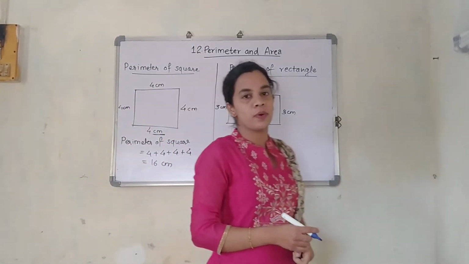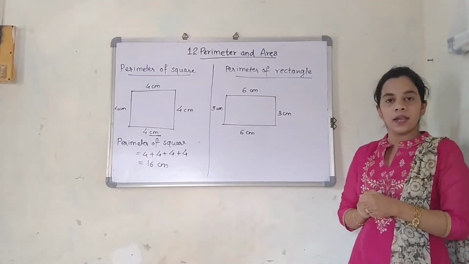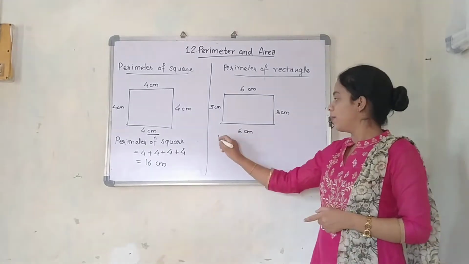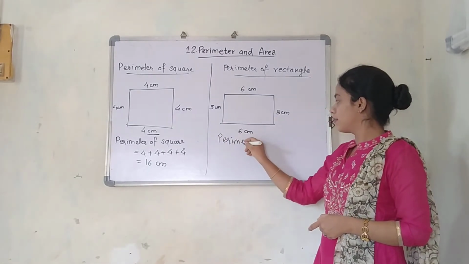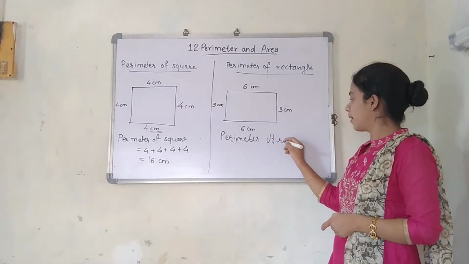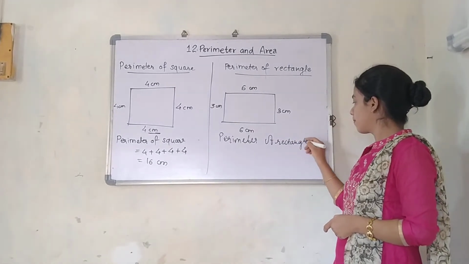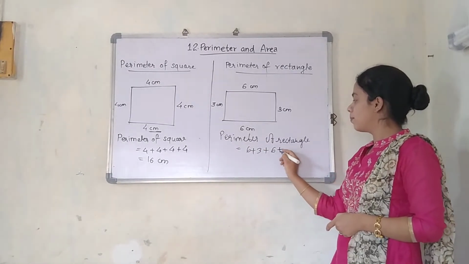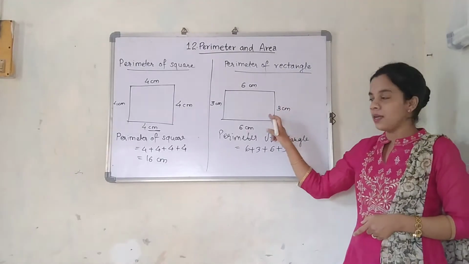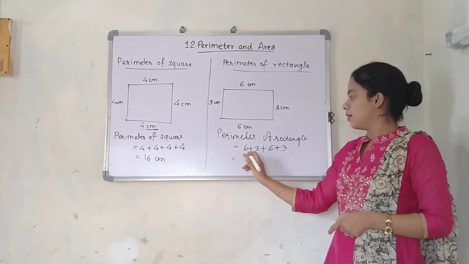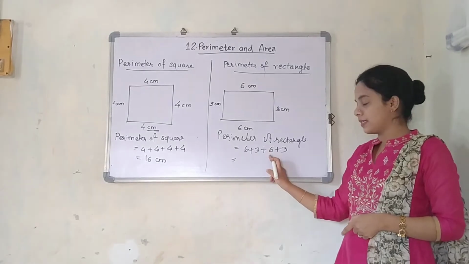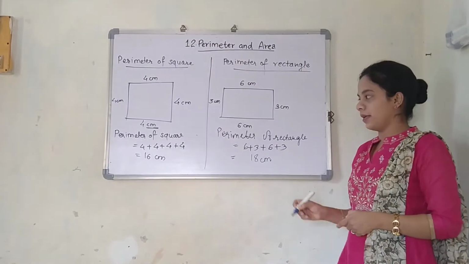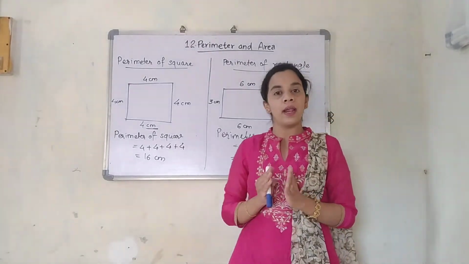Now you can see in the next question, they have asked you the perimeter of a rectangle. Perimeter of the rectangle will be the addition of all the sides. So perimeter of rectangle is equal to 6 plus 3 plus 6 plus 3. 6 plus 3 is 9, 9 plus 6 is 15, and 15 plus 3 is 18. So it is a total of 18 centimeter. So you can find the perimeter of any figure you want.